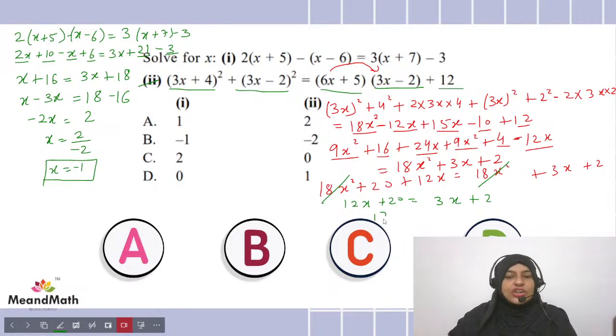So it is 12x minus 3x and it is 2 minus 20. So 12 minus 3, it is 9x and it is minus 18. So x will be equal to minus 18 divided by 9. So the answer is minus 2.